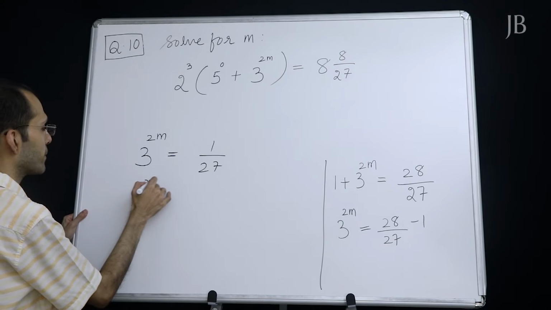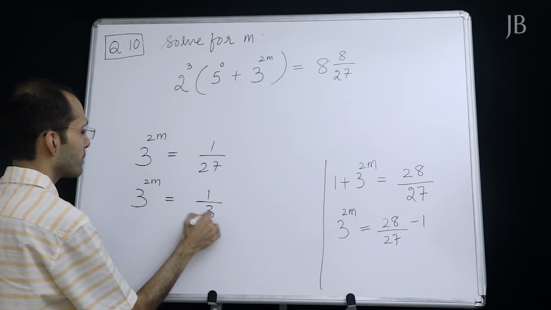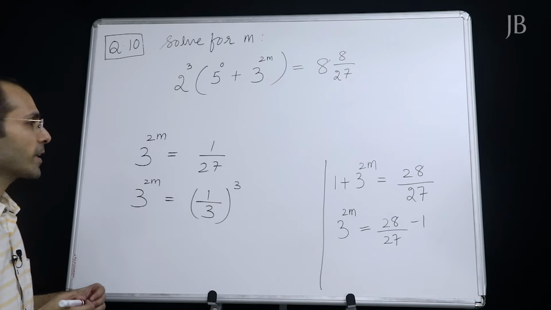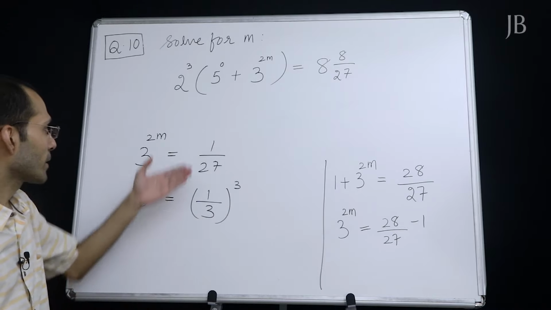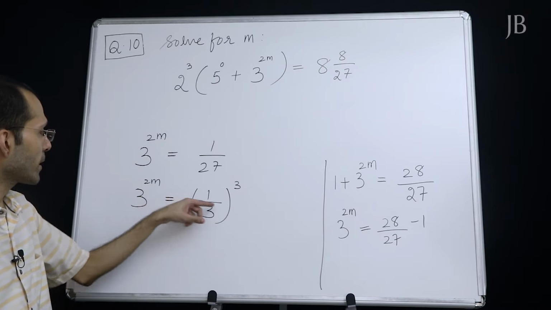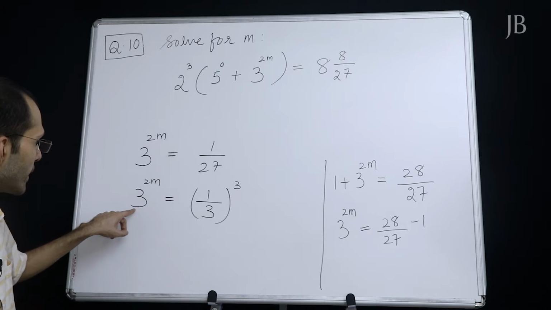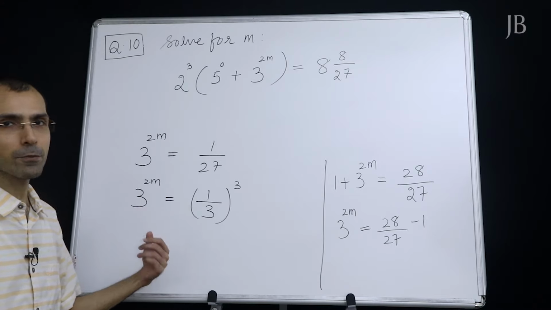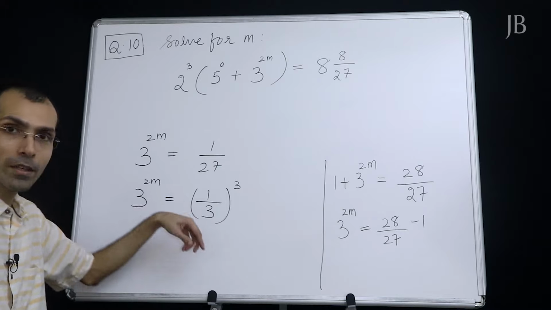So it will be 3 raised to 2m. Now we have to try and make the bases equal. This best we can write it as 1 upon 3 the whole cube. What else? We can't write this as 3 cube. 3 cube will be 27. But this is 1 upon 27. So it will be 1 upon 3 the whole cube. Now observe, this is 3 and this is 1 upon 3. So bases are not the same. So we won't be able to equate the powers.